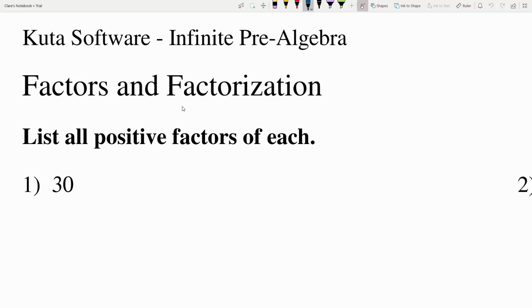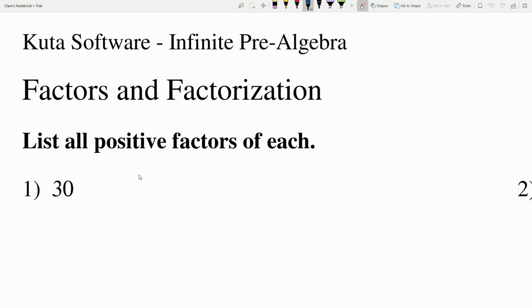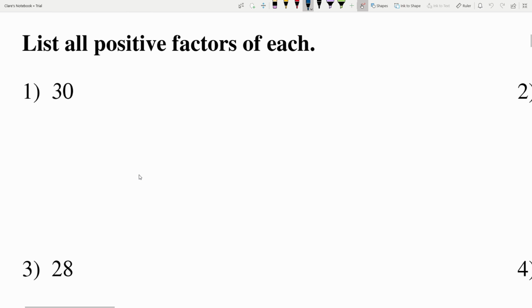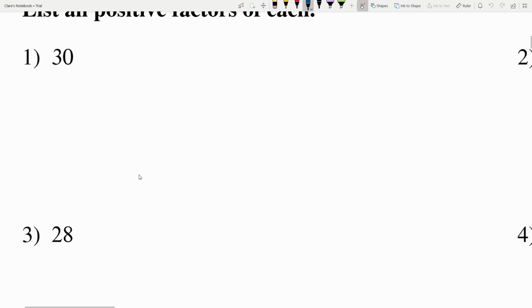In this video, we're going to start the Kuta Software Infinite Pre-Algebra free worksheet, Factors and Factorization. Our instructions on this first page are to list all positive factors of each. What exactly is a factor? Positive factors are whole numbers that can be multiplied together to get the same product. And that product that we're looking at in number 1 is 30.